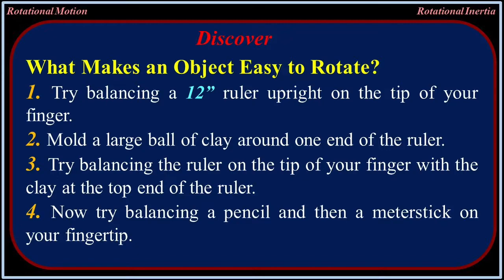Discover what makes an object easy to rotate. Try balancing a 12-inch ruler upright on the tip of your finger. Mold a large ball of clay around one end of the ruler. Try balancing the ruler on the tip of your finger with the clay on top of the ruler. Now try balancing a pencil and then a meter stick on the tip of your finger.